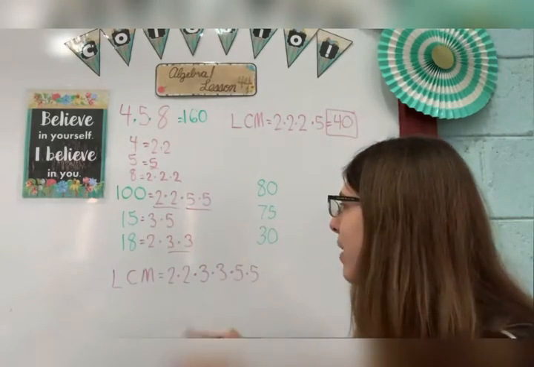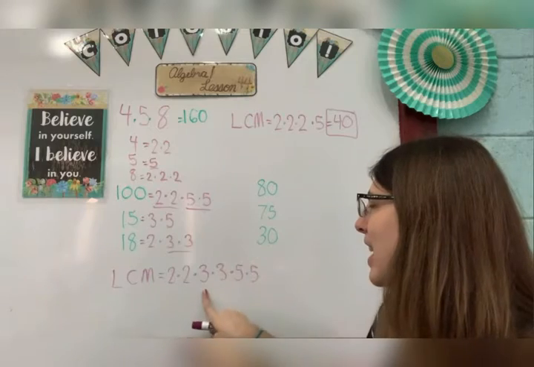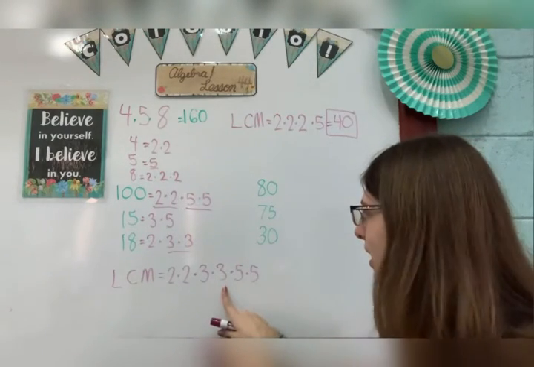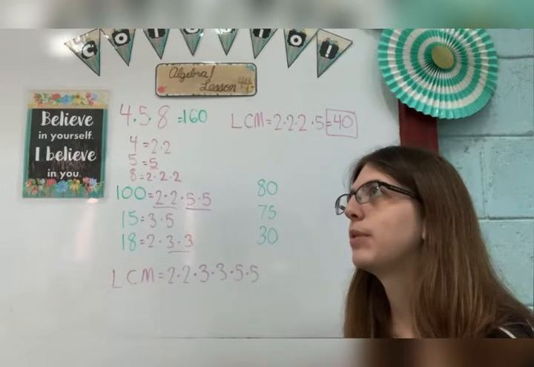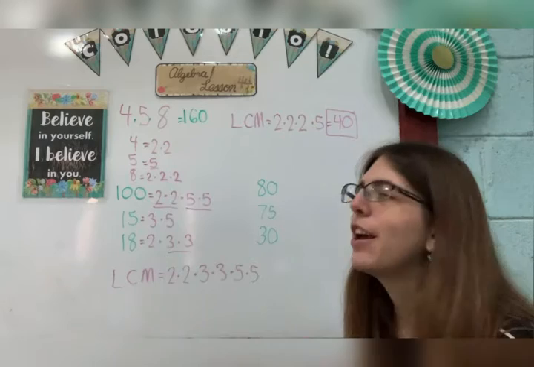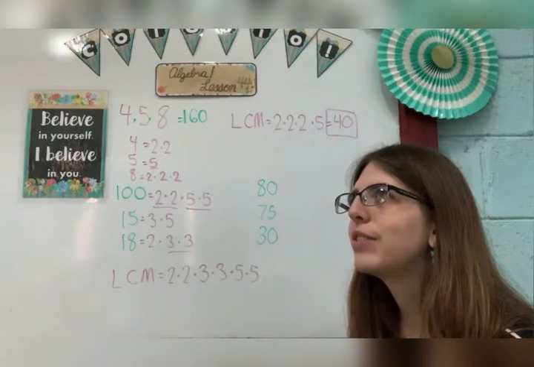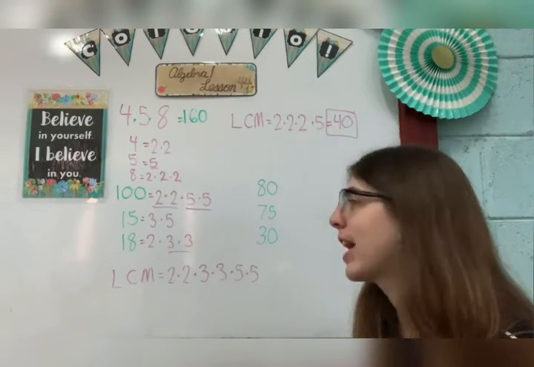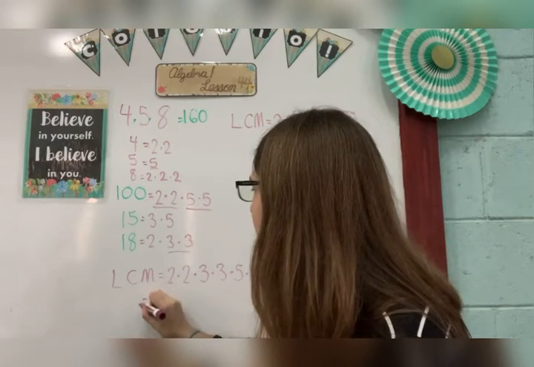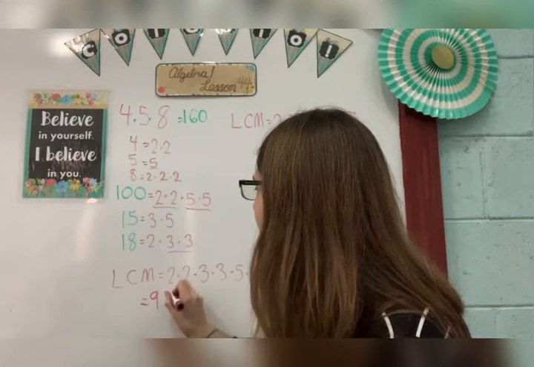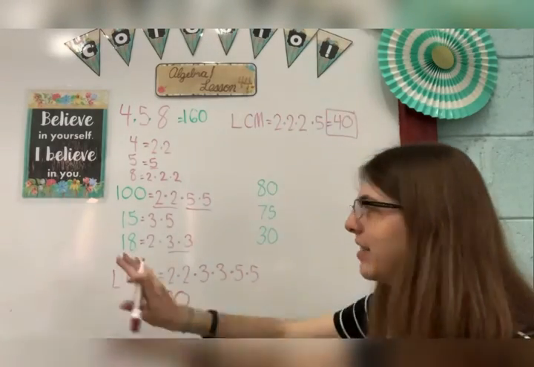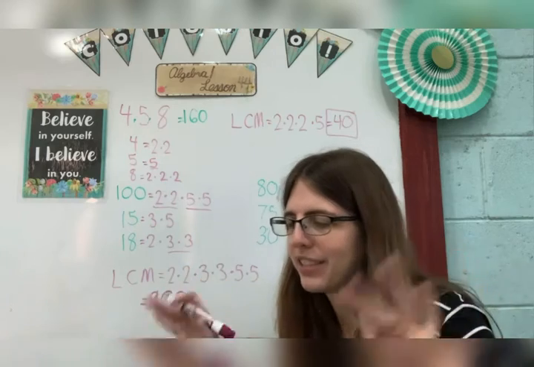Here's a new one. Okay, so 2 times 2 is 4, times 3 is 12, times 3 again is 36, like I said. 36 times 5 was 180. 180 times 5 is 900. Okay, so my least common multiple for these three numbers is 900. Sorry for my goof up there. If this were 8 instead of 18, the least common multiple would be 600.